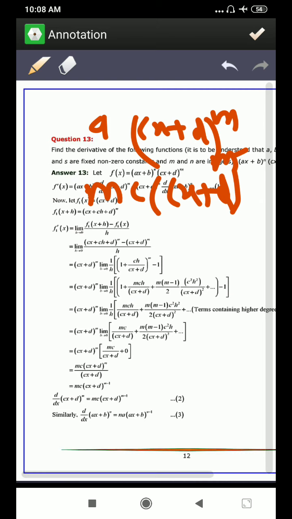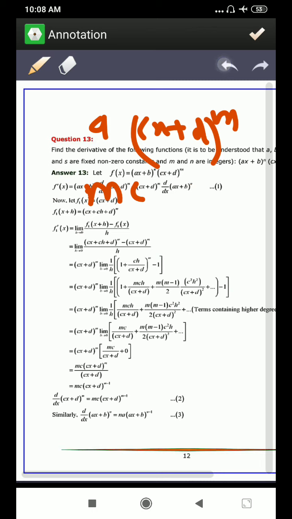Because we'll take it as (cx + d)^m, it means first we'll differentiate it like x^n. So what will be that? m into (cx + d)^(m-1). Then we will differentiate cx + d, so its derivative will be c. You can learn it as a formula. I am again repeating it. You learn this as a formula.